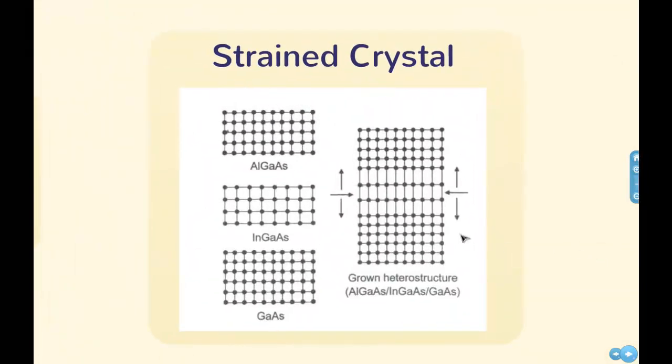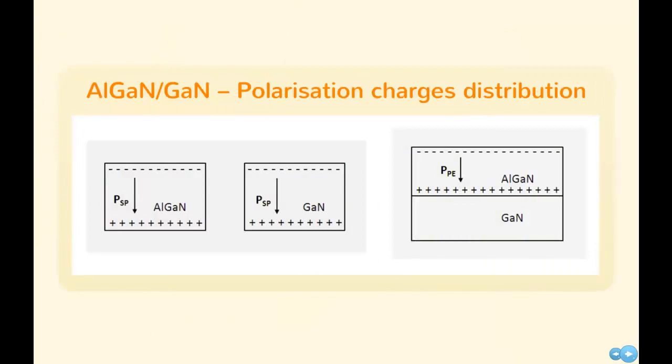For example, this is for gallium arsenide. When a layer of indium gallium arsenide is grown in between gallium arsenide and aluminium gallium arsenide, this is compressed. It can be done, but obviously compressive strain will be experienced by the indium gallium arsenide layer. Now, let's have a look at the polarization charges distribution within the aluminium gallium nitride and gallium nitride structures. So, the aluminium gallium nitride will have some spontaneous polarization, which is normal, and also the gallium nitride will have its own spontaneous polarization. However, because of the strain that the aluminium gallium nitride layer experiences being grown on a buffer of gallium nitride, which has got a very different lattice constant, we end up having some piezoelectric polarization in the AlGaN layer.